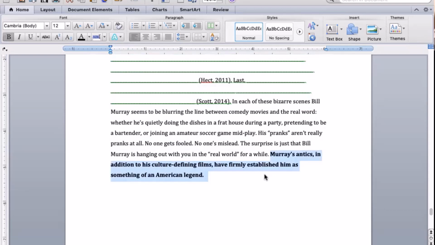I'll read this out loud. Murray's antics, in addition to his culture-defining films, have firmly established him as something of an American legend. So I guess that's what my whole essay is about, just why I like Bill Murray or think he's important.